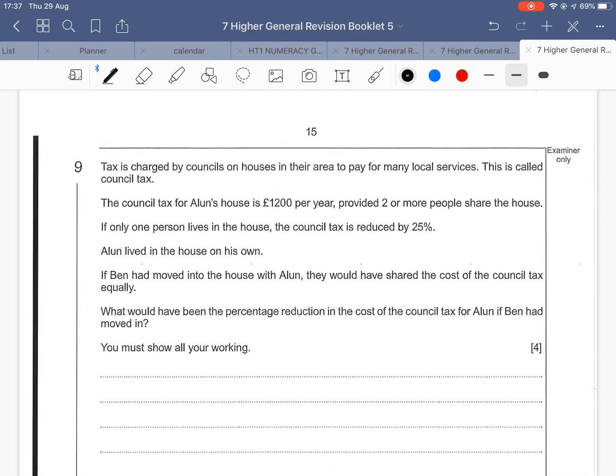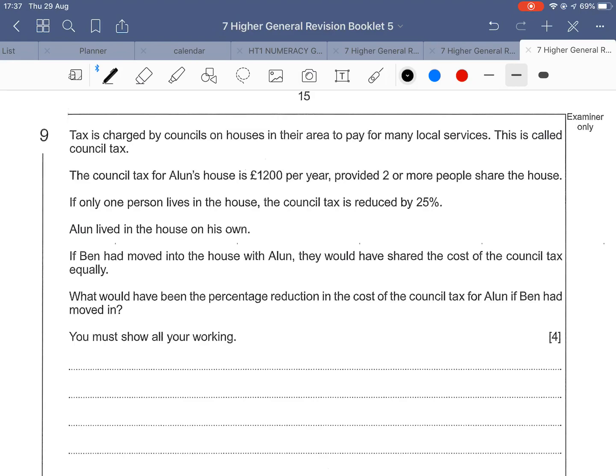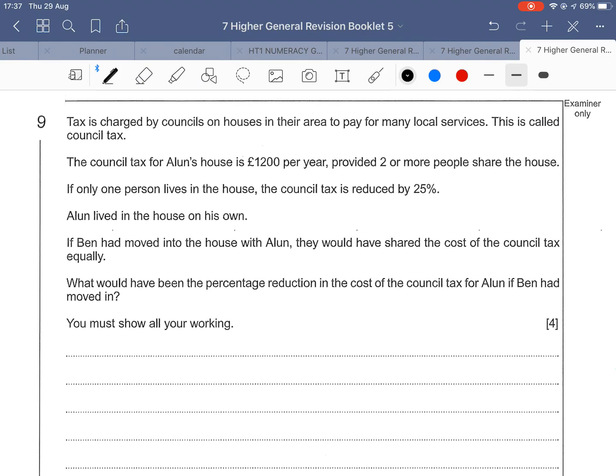Okay, taxes charged by councils on houses in the area to pay for many local services. This is called council tax. You will all have to endure that. So the council tax for Alan's house is £1,200 per year, provided 2 or more people share the house. If only one person lives in the house, the council tax is reduced by 25%. That's a real thing you do. If you live alone, you pay less council tax. Alan lived in the house on his own.